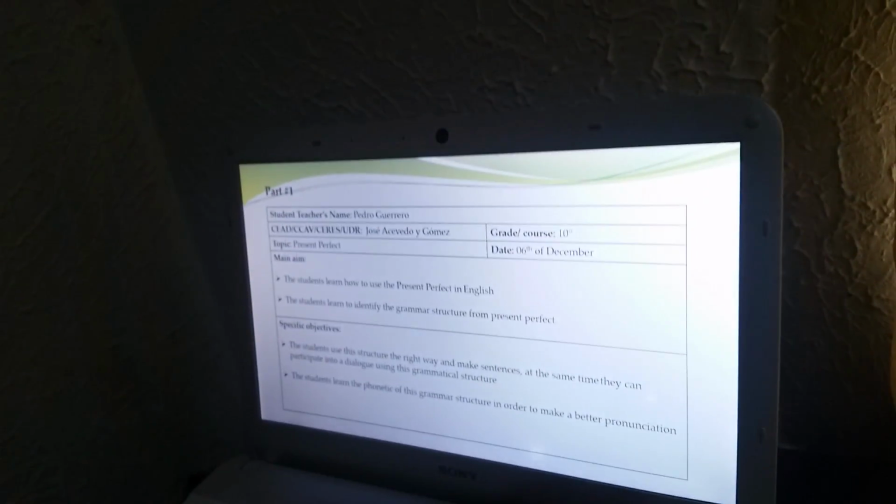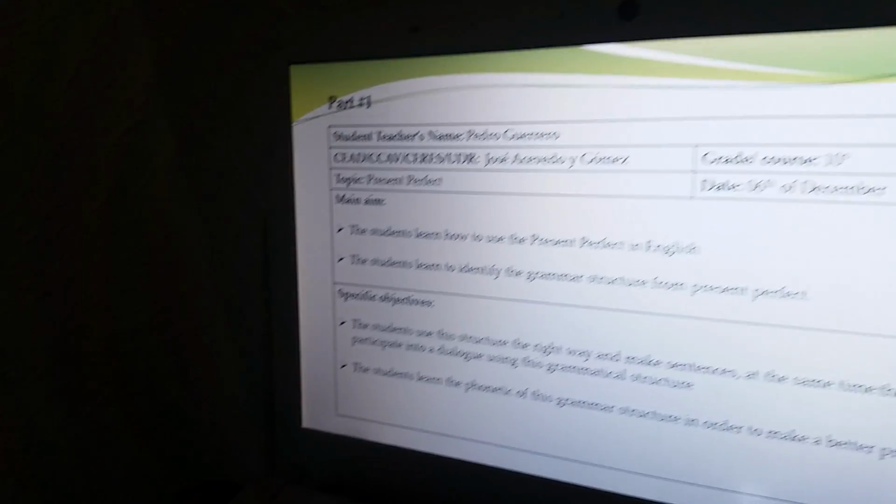In the main objectives, I have written these 2 objectives. The first one is the student learns how to use the present perfect in English, and the second one is the student learns to identify the grammar structure of the present perfect.